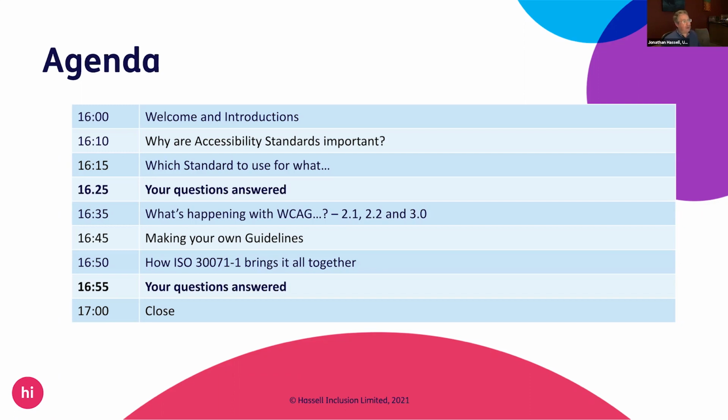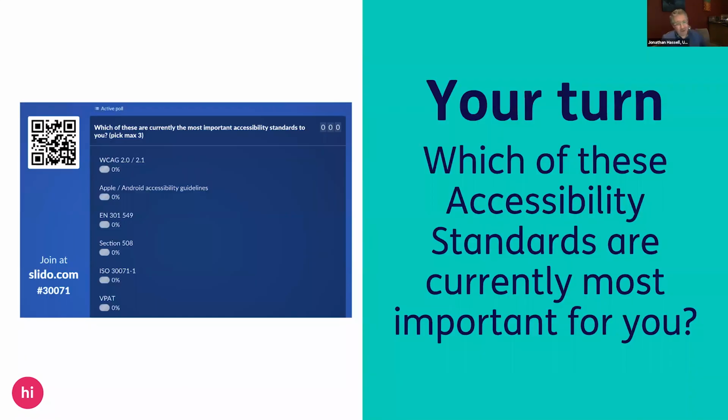We're then going to look briefly at making your own guidelines, where that might be a useful thing because of a particular thing that you need. And then we're going to round it all together, before some more questions, by looking at ISO 30071 part 1 and literally how it pulls all of these together so that companies understand how to get the best from things.